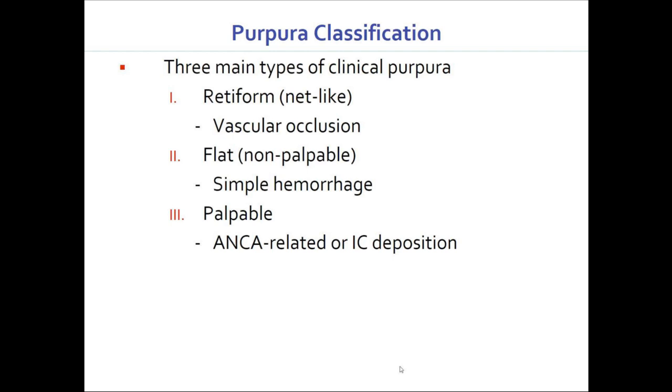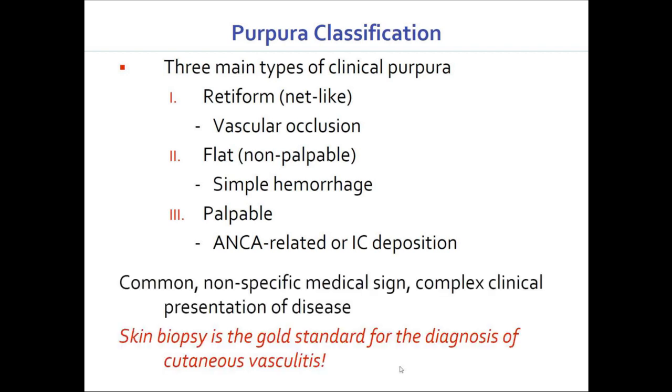Sometimes the clinical picture is enough and cases are not biopsied. There are three main types of clinical purpura, and they result from the underlying mechanism. For example, vascular occlusion imparts a retiform or net-like clinical appearance. Simple hemorrhage is flat purpura, and the one we most commonly discuss is ANCA-related or immune complex deposition of palpable purpura. Of course, purpura is a common, non-specific medical sign, and our patients present with complex disorders, most often with a number of morbidities. Therefore, the skin biopsy remains the gold standard for the diagnosis of cutaneous vasculitis.